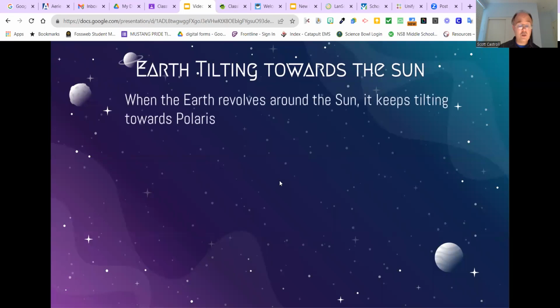So since the Earth tilts towards Polaris, it keeps the same tilt as it orbits the sun. It orbits kind of like this. I'll just say this is the sun right here. Okay, and it keeps the tilt. But that means sometimes it tilts towards the sun, North Pole towards the sun. Sometimes it tilts so the South Pole is towards the sun. But it always keeps the same orientation in space.